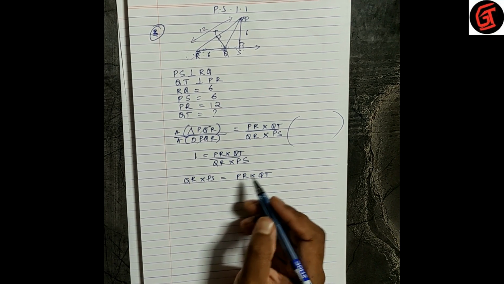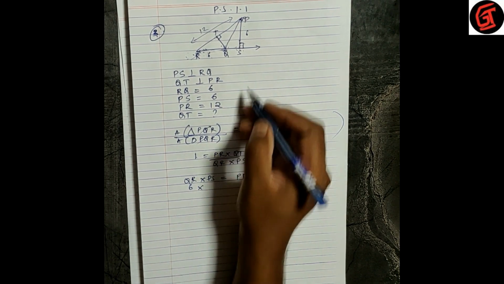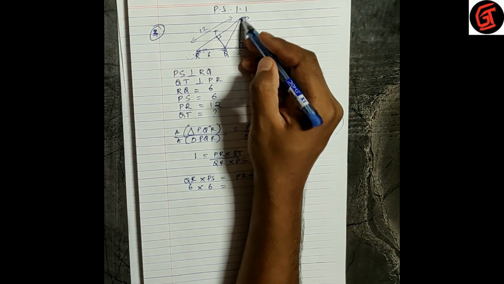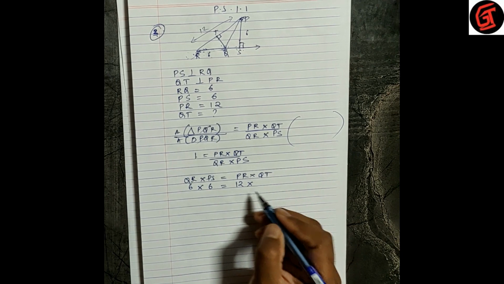Do we have QR? Yes, we have 6. Do we have PS? Yes, we have 6. Do we have PR? Yes, we have 12. Do we have QT? No, we have to find that.